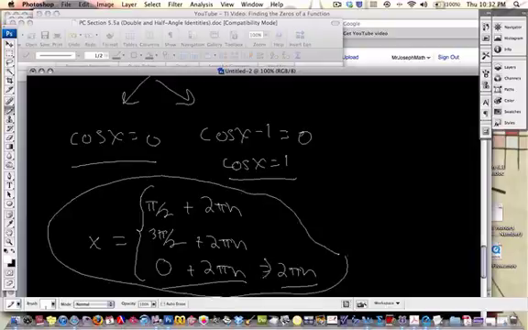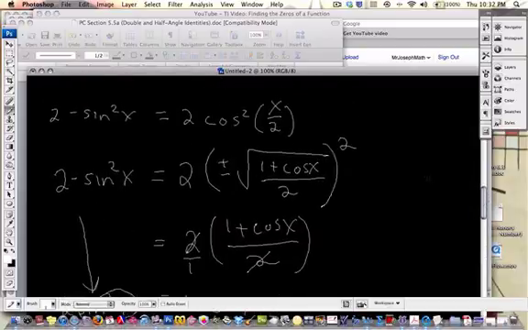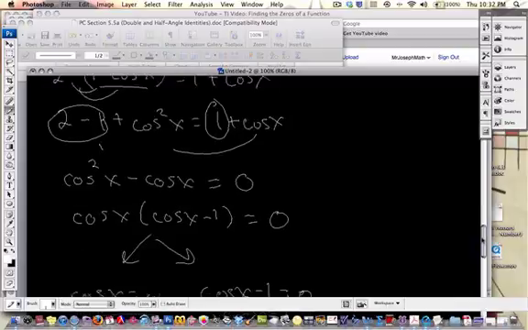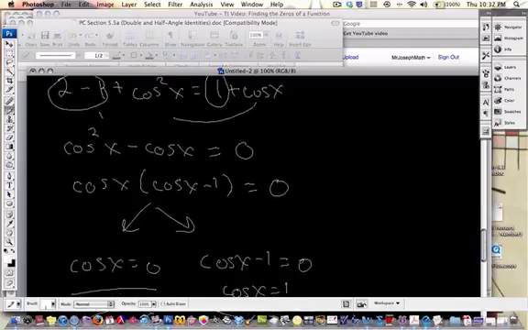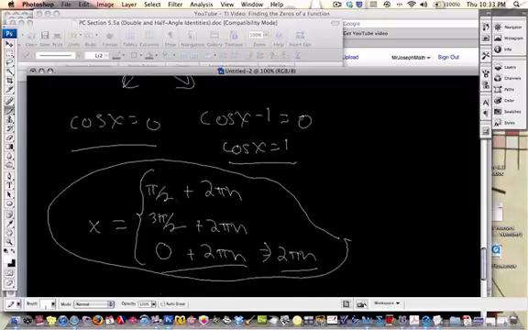Let me remind you kind of what we did. We started with something that had a half angle in it and a regular angle. We replaced it with the identity, squared it, did some simplification. We ended up with this equation, which had both sine squared and cosine x in it. We replaced the sine squared with 1 minus cosine squared and got basically a quadratic that we could factor, then used the zero product property, got our cosine x equals, and then got our solution. And there's our solution right there.